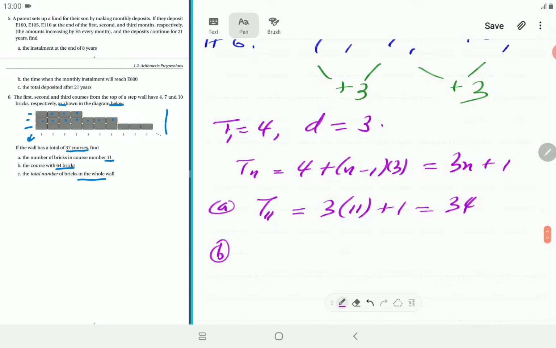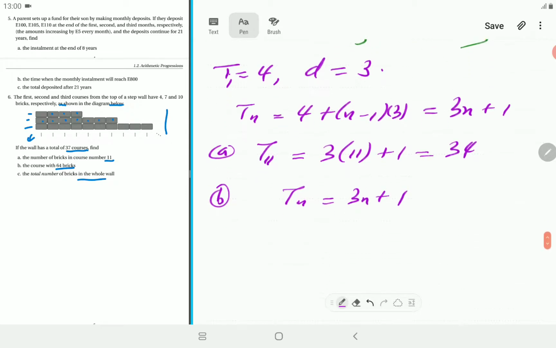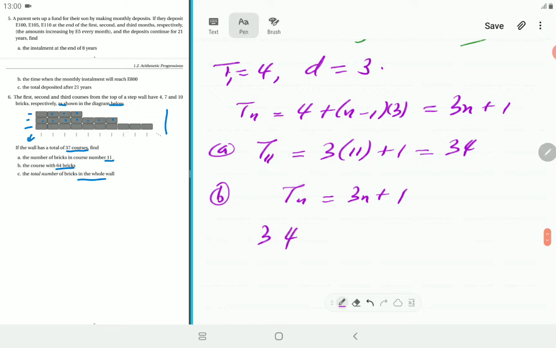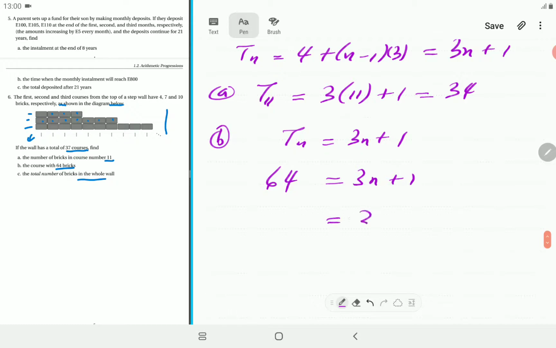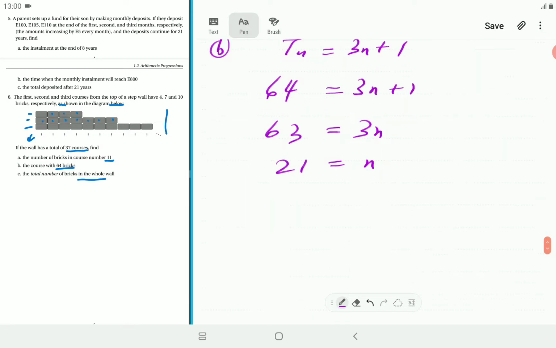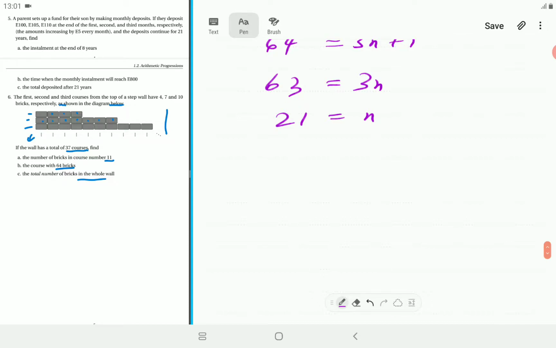In part B, we want the course with 64 bricks. So if we start with this formula here, then this time we know the number of bricks is 64. Then we want to solve for n. So here 3n is going to be 63. So n is going to be 21, so course number 21 has got 64 bricks.